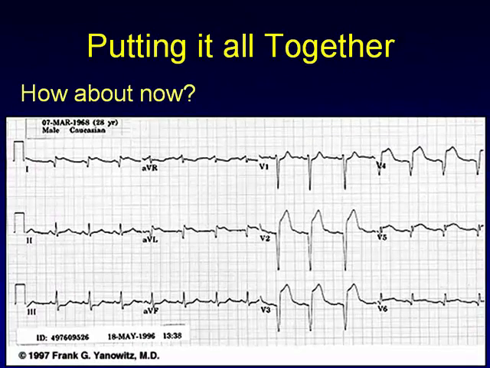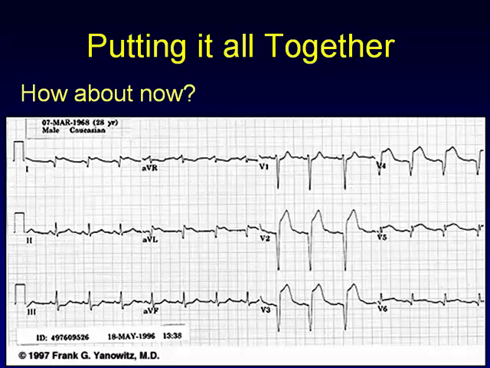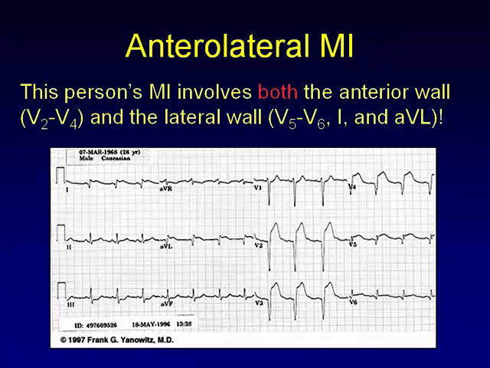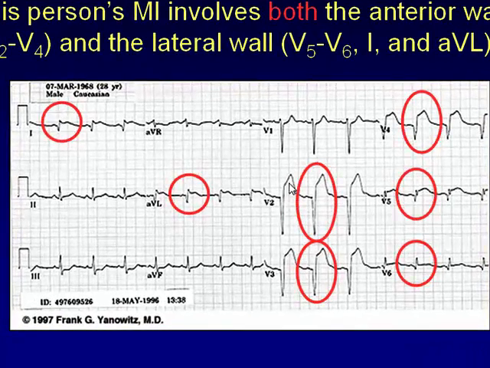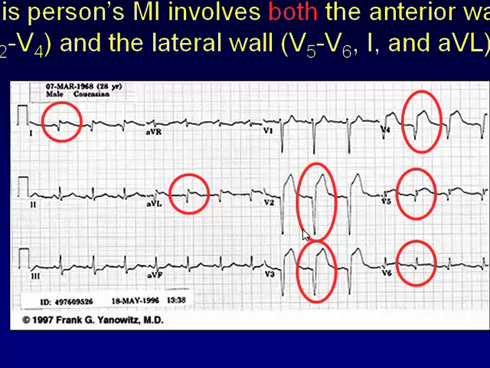Okay, so what about now? Just stop the video for a while and tell me where the myocardial infarction is. Okay, yes, you are right. It is anterior lateral. How did you know this? Let's go and interpret the ECG again. The person is having a myocardial infarction involving the anterior wall, which is this one. We have the anterior wall looking at V2 and V3, and also V4.